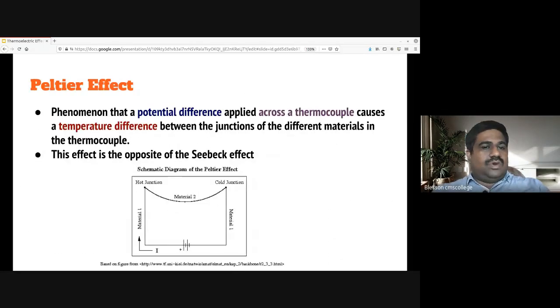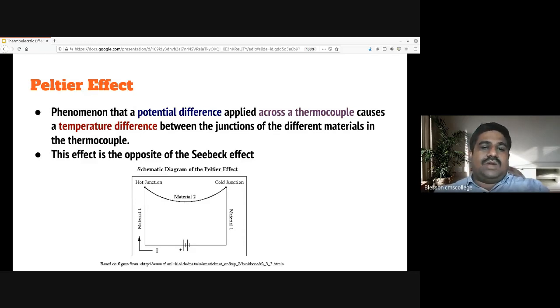Now we will discuss the Peltier effect. Actually, the Peltier effect is the opposite of the Seebeck effect. In 1834, Jean Peltier, who was a French watchmaker, discovered the second thermoelectric effect. So what does this effect state? This effect describes a phenomenon that a potential difference applied across a thermocouple causes a temperature difference between the junctions of the two different materials in a thermocouple.